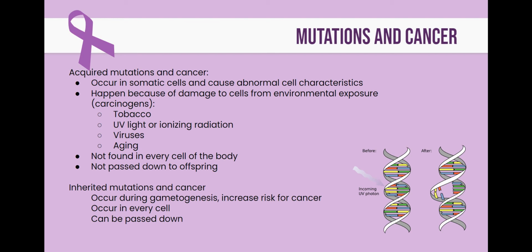Inherited mutations occur during gametogenesis. They're in the germline. They could have been there for many generations. They increase risk for cancer substantially above what the general population experiences. These mutations will occur in every cell, and they can be passed down. They will usually lay dormant until something happens to damage that cell.